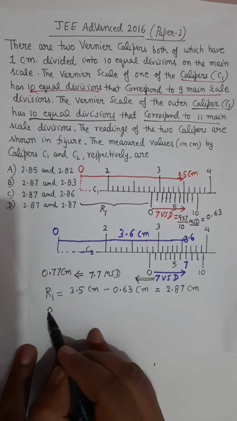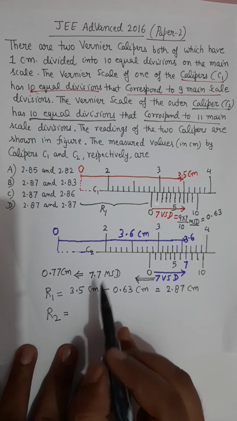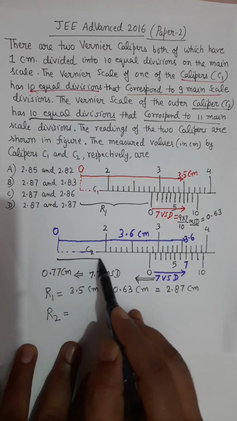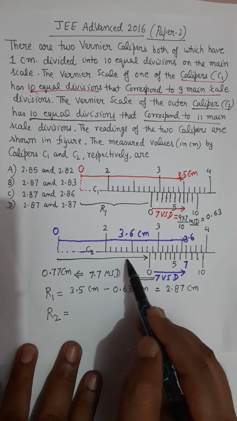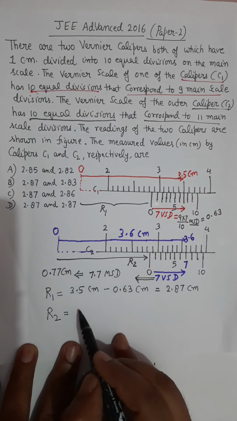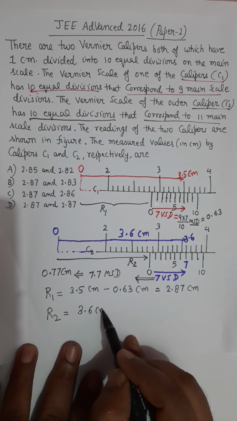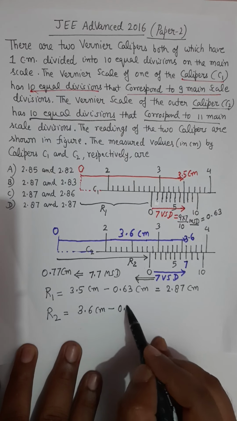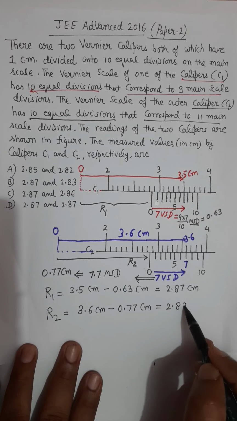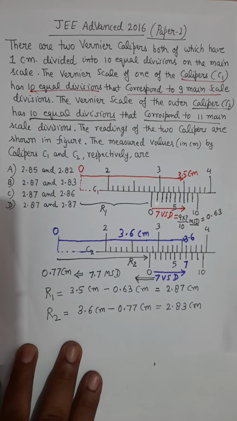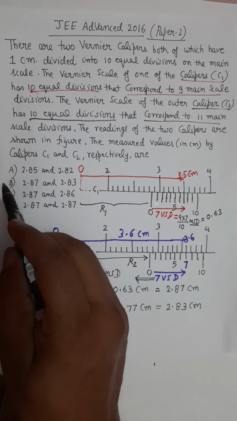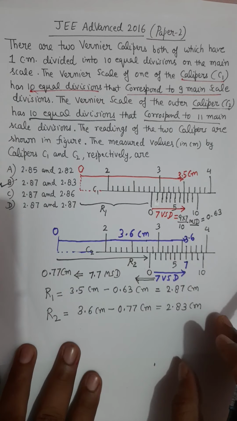Now the reading of caliper 2, as per the fundamental rule, is the separation from 0 of main scale to the 0 of vernier scale. That is defined as the reading, so R2. So now it will be 3.6 centimeter minus 0.77 centimeter, and this comes as 2.83 centimeter, which means the correct option for this question is option B.